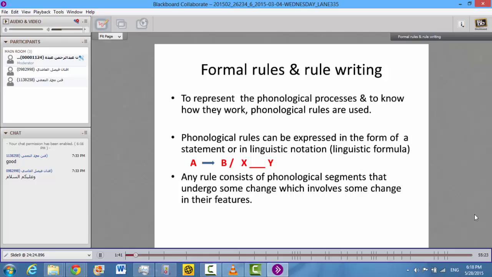While explaining, we talked about rule writing, and we said to represent the phonological processes and to know how they work, usually we use phonological rules. These phonological rules, their function is to express in the form of a statement or in the linguistic notation the changes that take place while producing certain sounds, and this is determined by the phonetic environment, meaning the position in which the sound occurs. So the phonological rules can be expressed in the form of a statement or in linguistic notation, as I told you, or in linguistic formula. As you can see here, A becomes B because it occurs between X and Y.